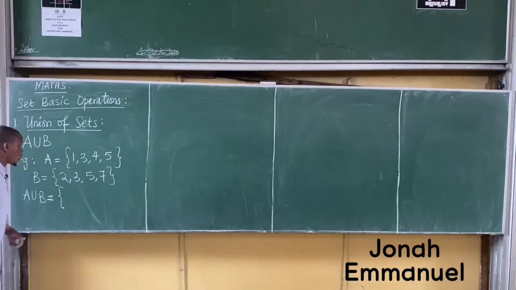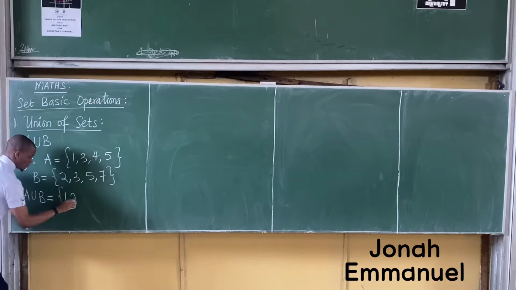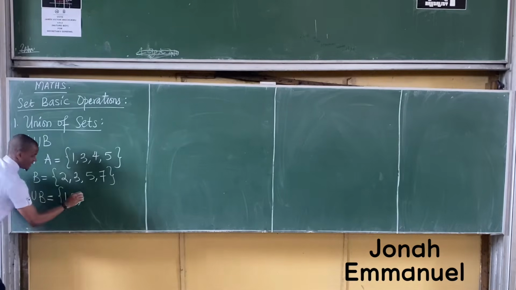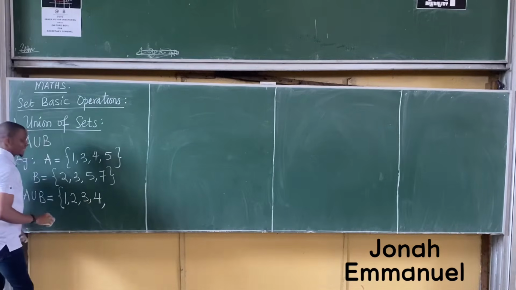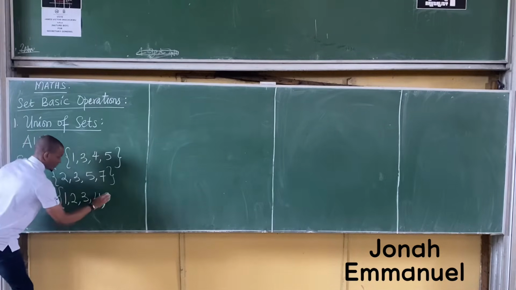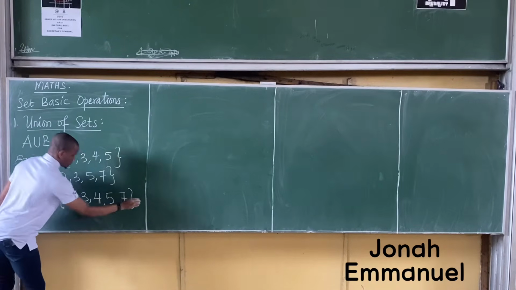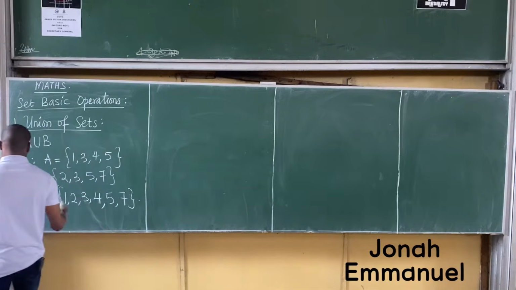So let's come here now. Combine all the elements. What do you have here? 1. What again here? 2. There is 3. You don't write 3, 3. You don't repeat. It's no repetition. So what's next here? 3. Next up, 4. What next? 5. What next? 7. So this is A and B. I'm combining all the elements in A and B. I'm not repeating.